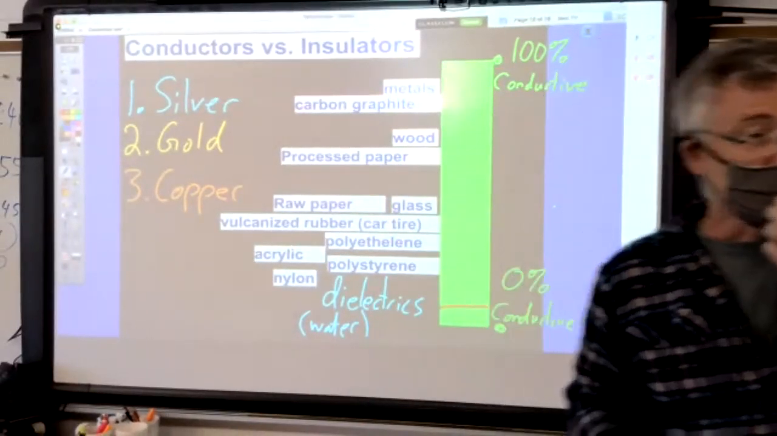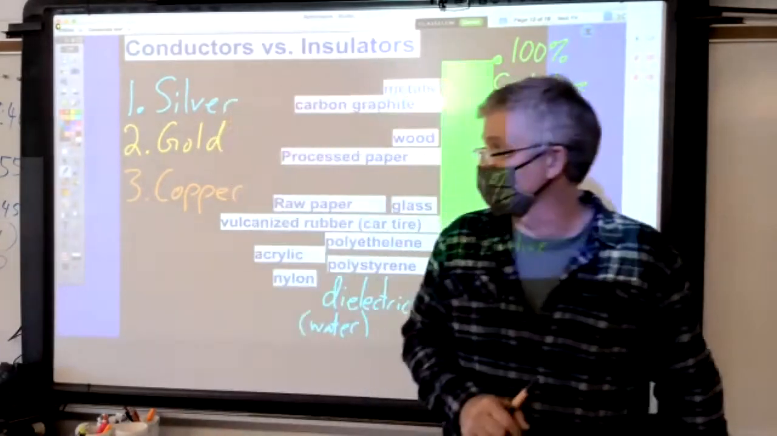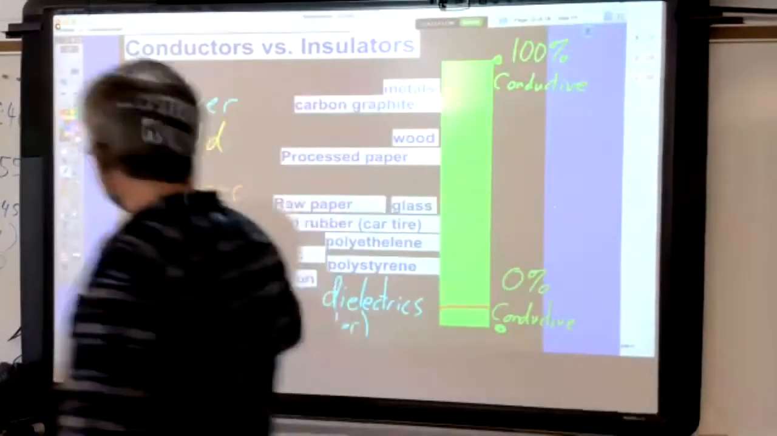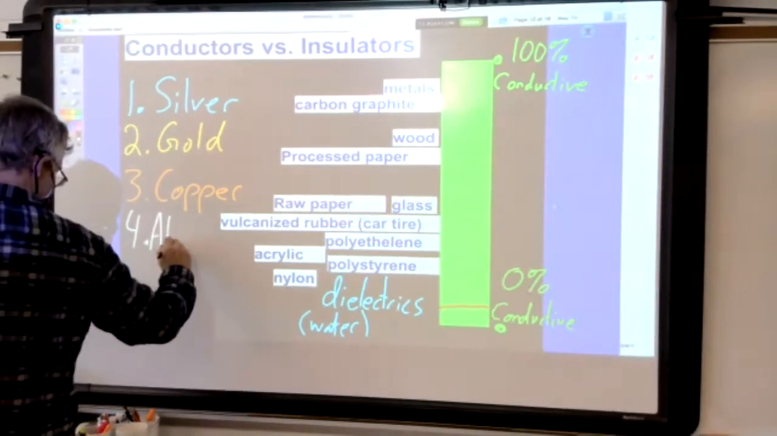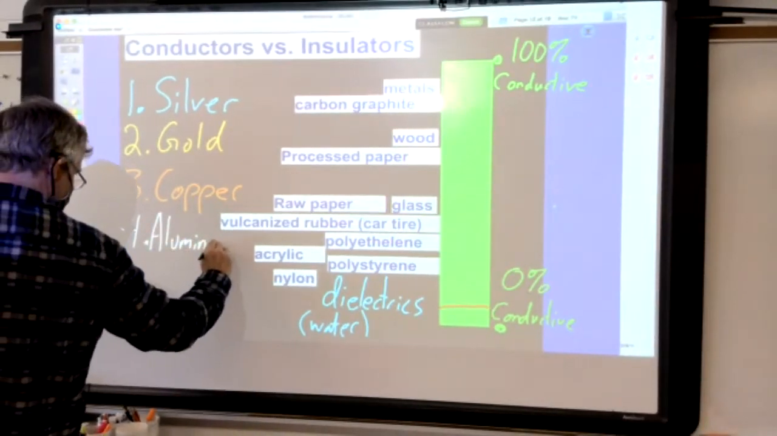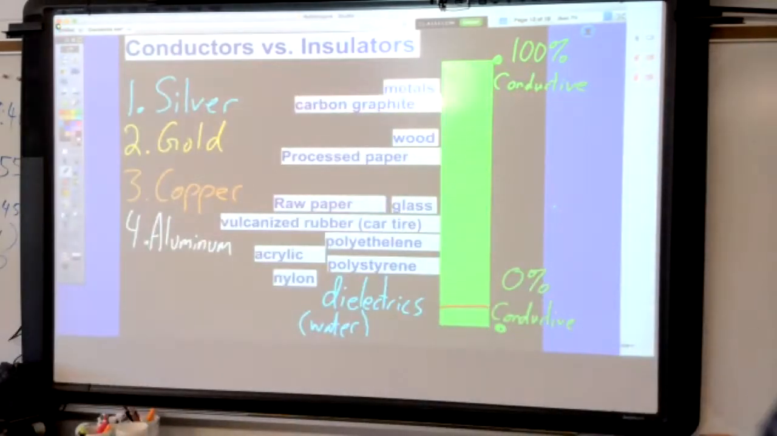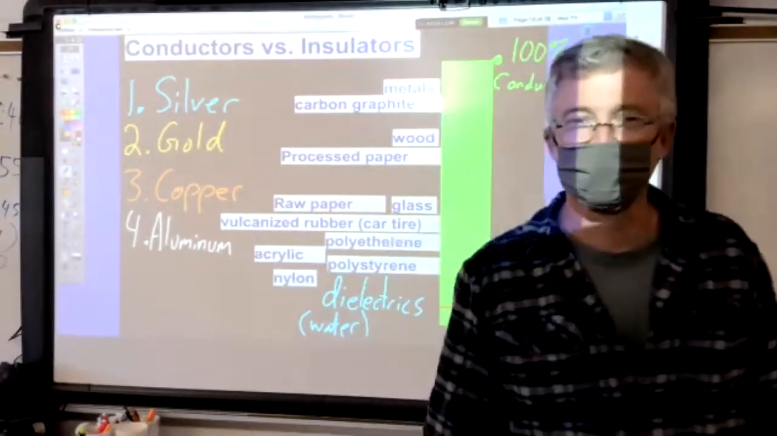After copper, for some reason, it skips over to aluminum. Number four is aluminum. And then after aluminum, it's a mad dash for fifth place. So it's pretty much a tie, an 18-way tie for fifth place.